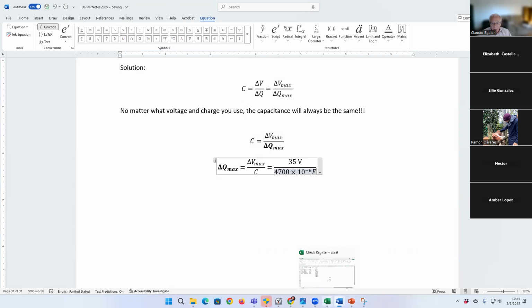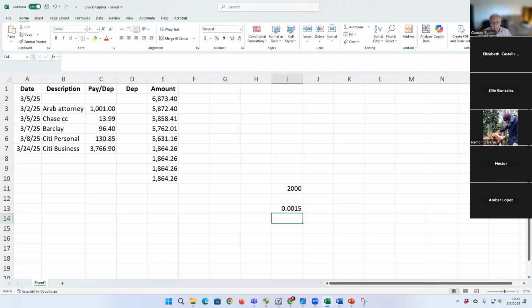Let's do that. 35 divided by 4,700, and then I have to multiply by a million. 10 to minus 6 downstairs is 1 million upstairs. Make sense? And let's see what we get in terms of charge. That's a lot of charge for me. Let's see, there's something wrong here. Microfarad, oh yeah, that's okay. That's what I'm getting: 7,446.81 coulombs.